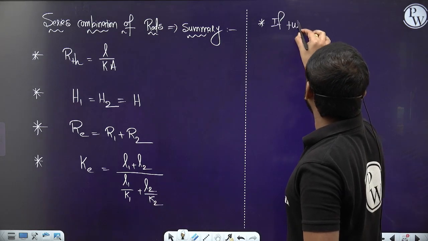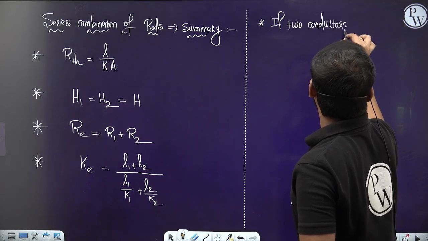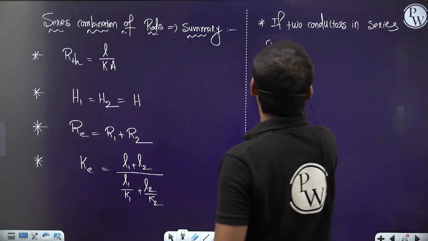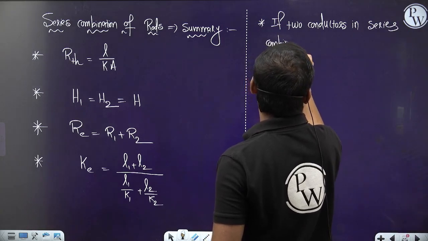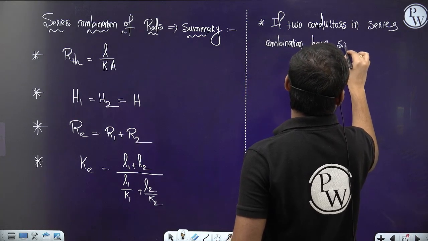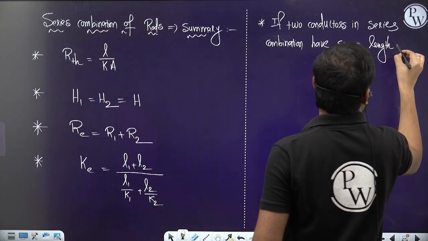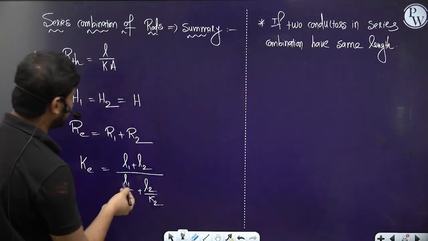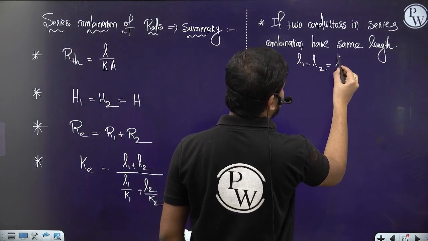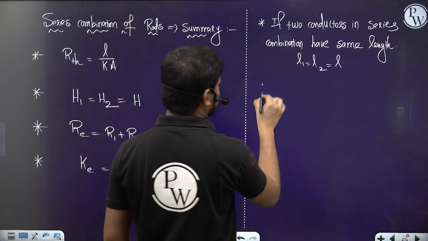If two conductors in series combination have the same length, so that means L1 is equal to L2 is equal to, let's say, L. Both have the same lengths. So then what will the equivalent conductivity become?